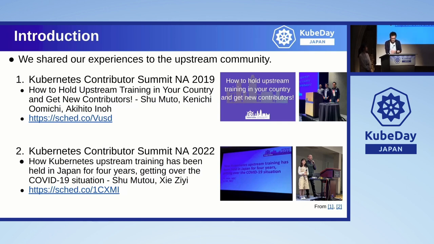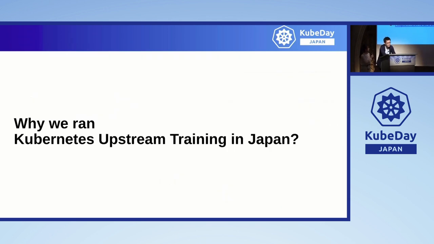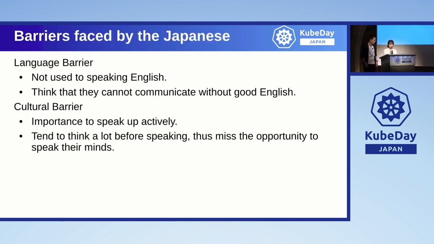I'll pass the baton to Kai-san, please. Thank you. So now I'm going to talk about why we run the Kubernetes Upstream training in Japan. Here we have to mention the reasons that prevent people from joining our community. First is the language barrier. Compared with people in Europe and the United States, people in Eastern countries are actually not used to speaking English. However, it seems like everyone in the community communicates in English, and mastering English seems like the only way to better integrate into the team.